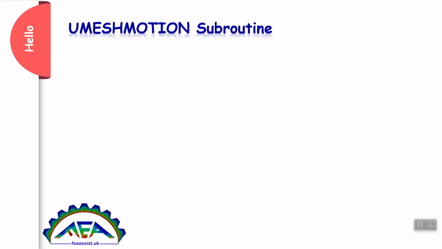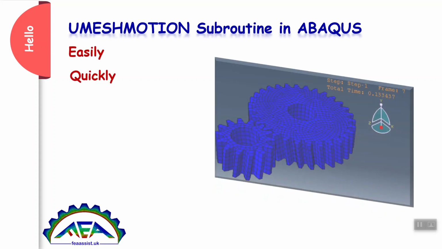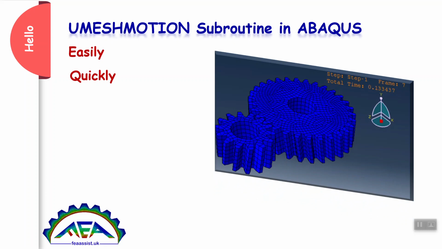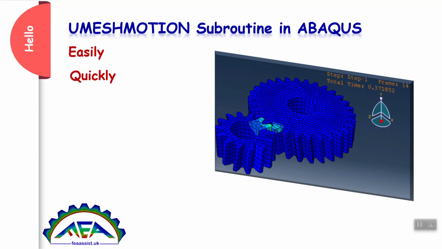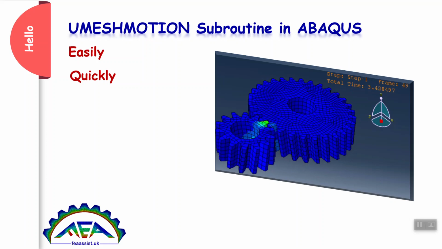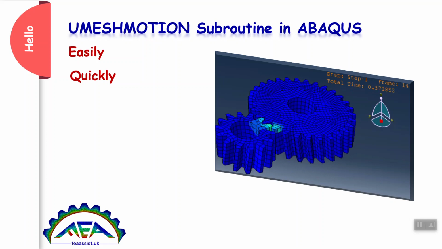Hello, you want to learn the UMESHMOTION subroutine in Abaqus easily and quickly. Indeed, UMESHMOTION is a subroutine to define mesh displacement or mesh velocity in Abaqus. This subroutine is used mainly in ALE problems to prevent mesh problems in adaptive meshing. Stay with us.